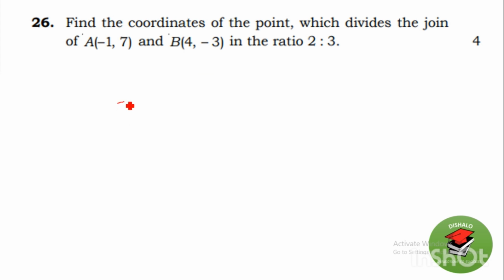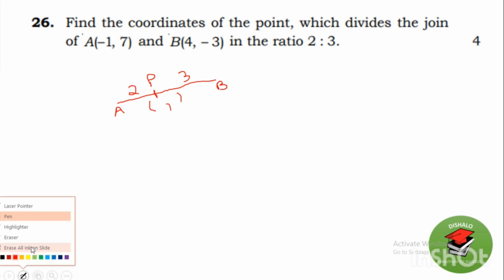So there is a line segment AB. The points A and B are given, and a point divides this line into two parts in the ratio 2 is to 3. So the smaller part is 2 and the larger part is 3. You have to find this point. Suppose I take this point as P. I have to find the coordinates of P which divides the line segment AB.